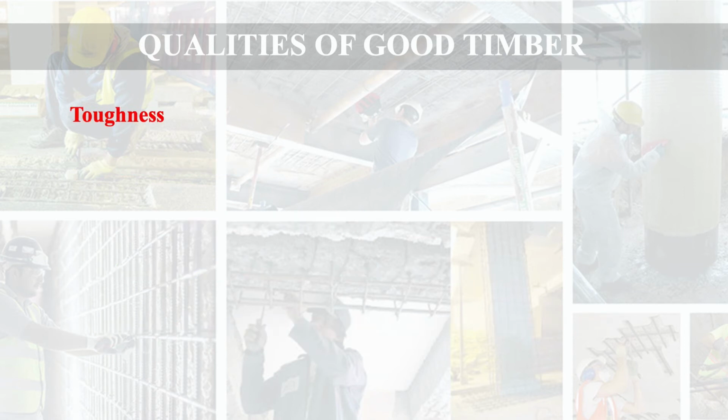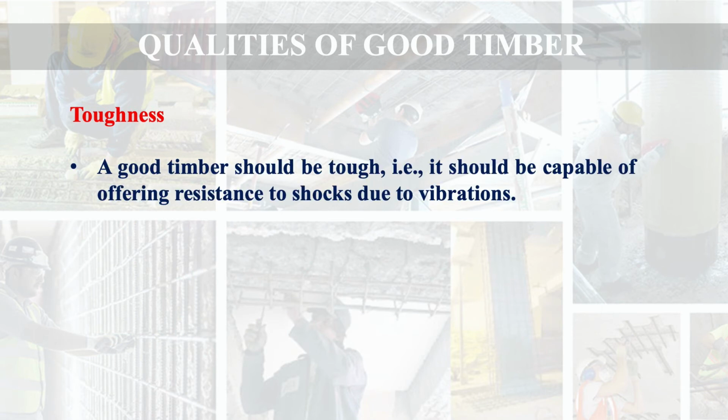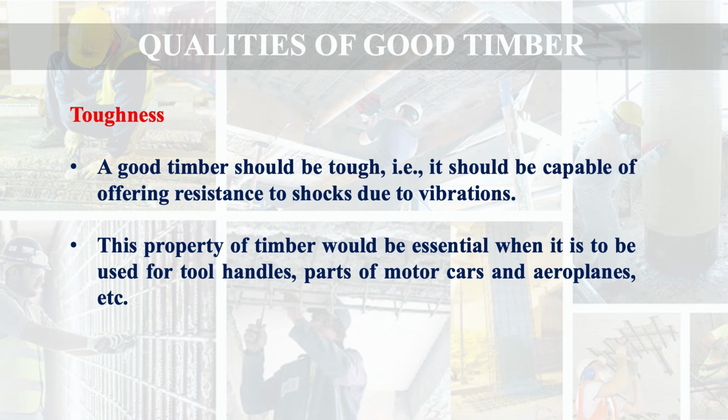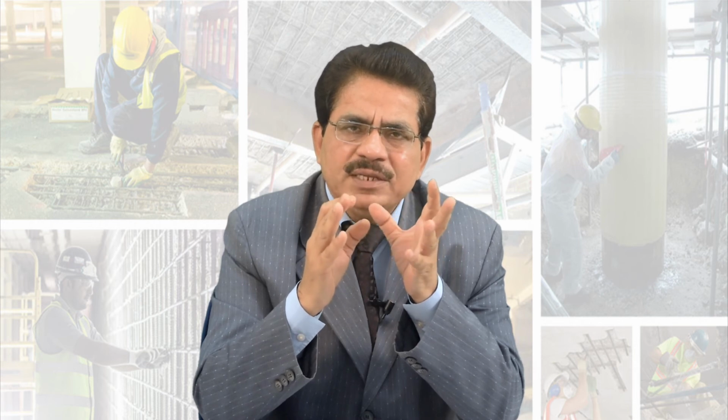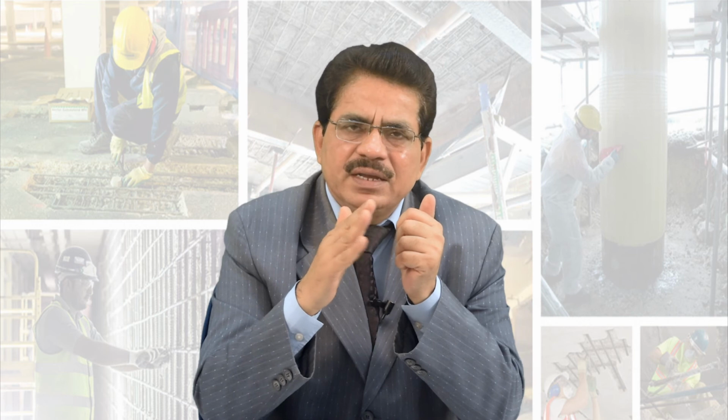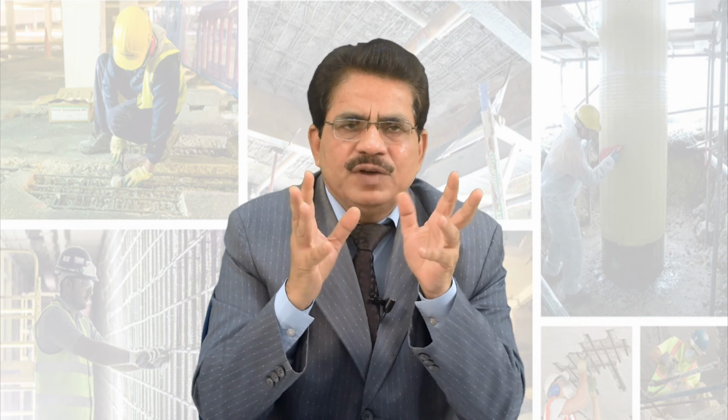Then another property is toughness. A good timber should be tough, means it should be capable of offering resistance to shocks due to vibrations. This property of timber would be essential when it is to be used for tool handles, parts of motor cars and aeroplanes. Earlier, the timber was used for making some parts of motor cars and aeroplanes, but now this timber is replaced by other materials. But to take the shocks due to vibrations, the timber should be tough actually.